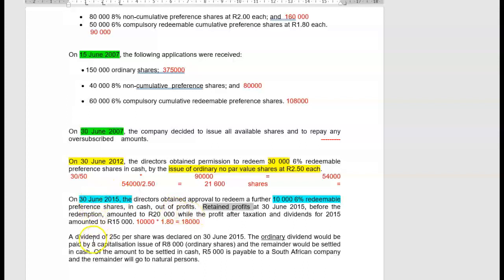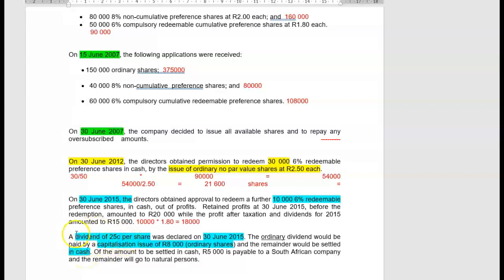Then also on 30 June 2015, a dividend of 25 cents per share was declared. Now, watch out that dividends per share is only on ordinary shares. And if we declare an ordinary dividend, it means by implication that the pref dividends have also been declared. The ordinary dividend would be paid by a capitalization issue of 8,000 Rand ordinary shares, and the remainder would be settled in cash. Now, guys, the second part of this question is all about how we're going to settle the dividend.